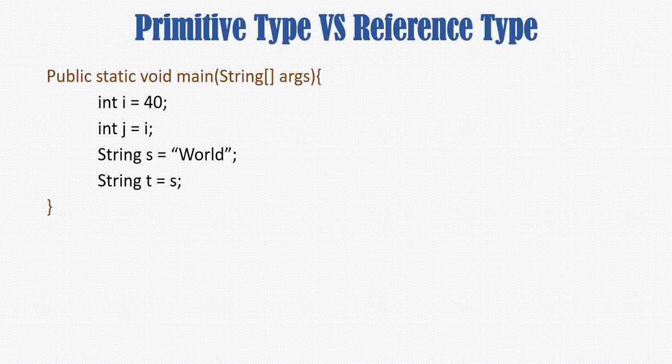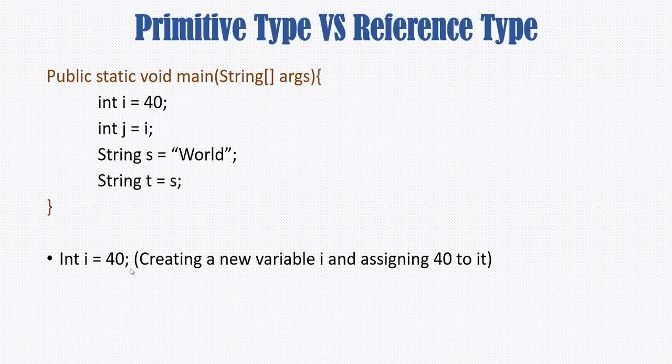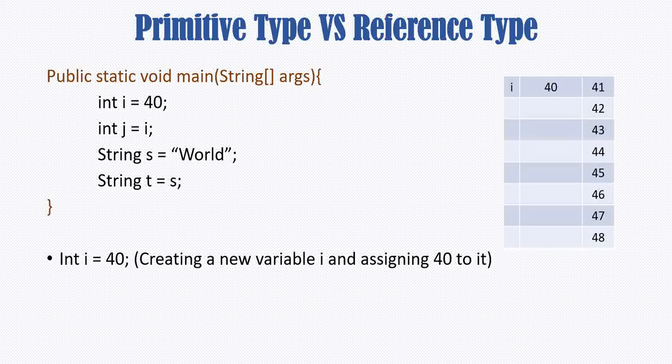Now let's take a look at the difference between the primitive type and the reference type variable. Here's an example of each type, how we are going to create it and assign values to it. First we have int i equals 40. We are creating a new variable i and assigning 40 to it. In the memory table you can see that it is simple: i equals 40 is stored in slot number 41. Again, I am just using the slot number randomly. The slot number can be anything.